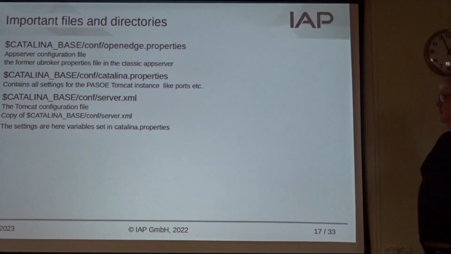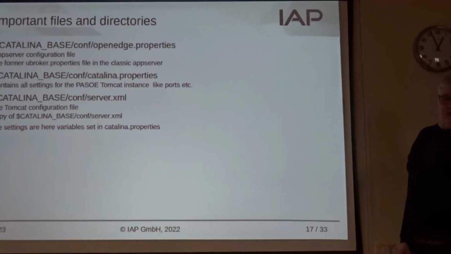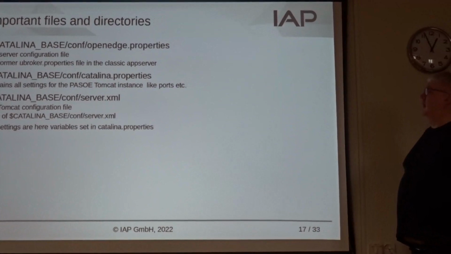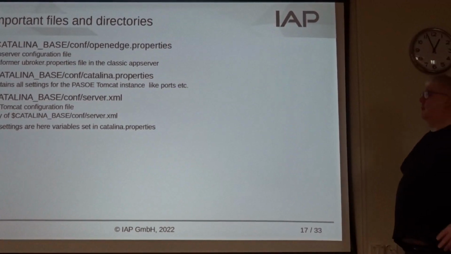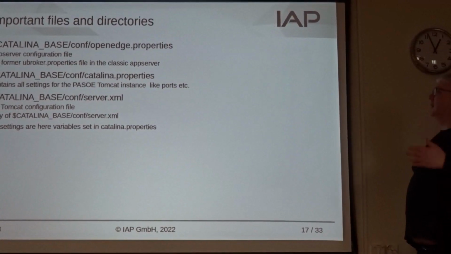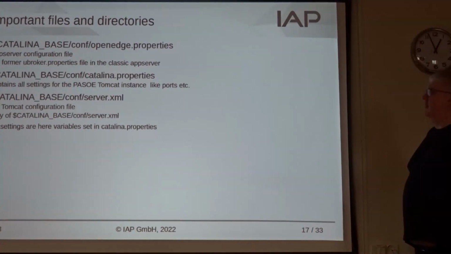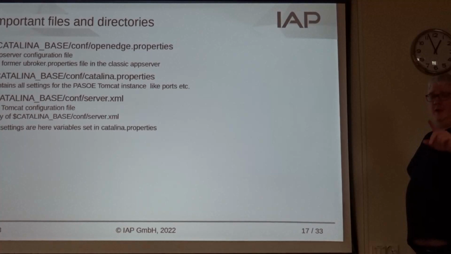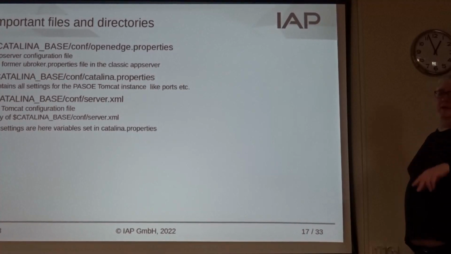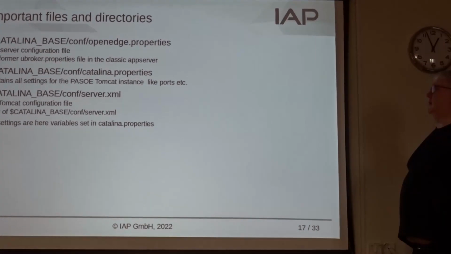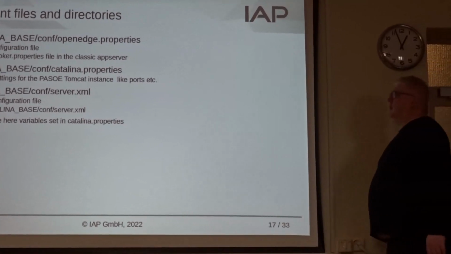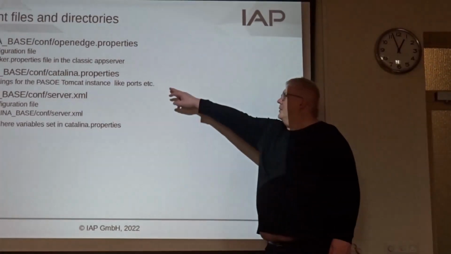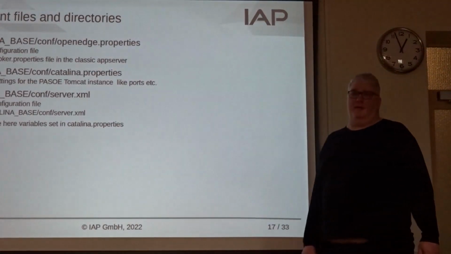I will show you the command for that. If you create an instance with TCMan, then you can say this is the startup port, this is the shutdown port, and also my connection port. But if you want to control it, you have to look here in the Catalina properties.